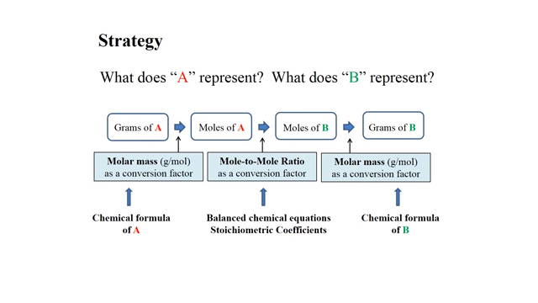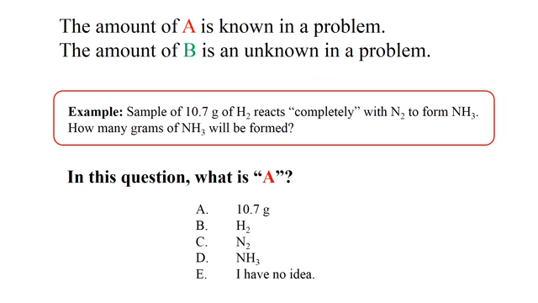The first thing that you need to understand about the strategy is what does A represent and what does B represent. The amount of A is given in a problem, and the amount of B is an unknown that you are asked to determine in a problem.